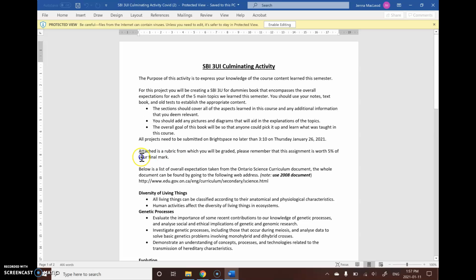Attached to this is the rubric, which will be graded. Please remember the assignment is worth 5% of your final mark. If the exams are canceled, I will use this instead.